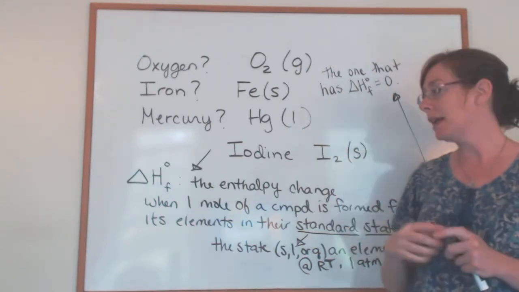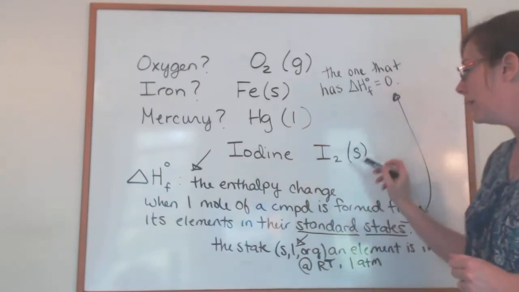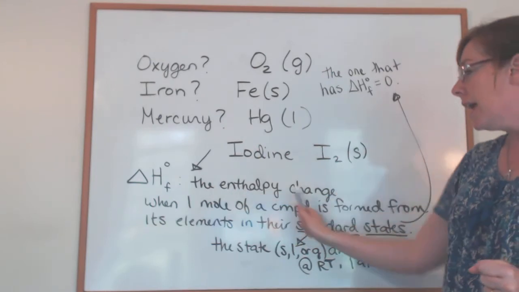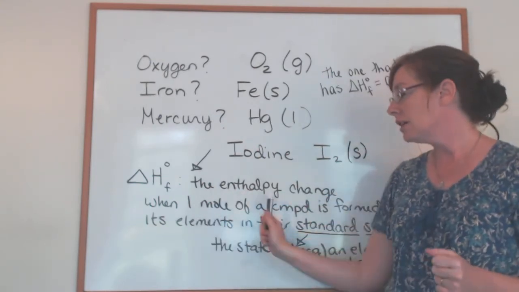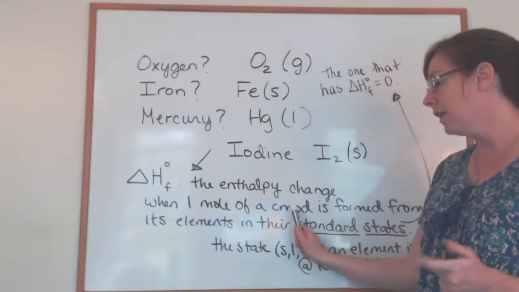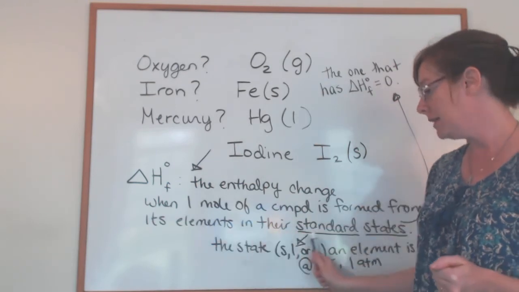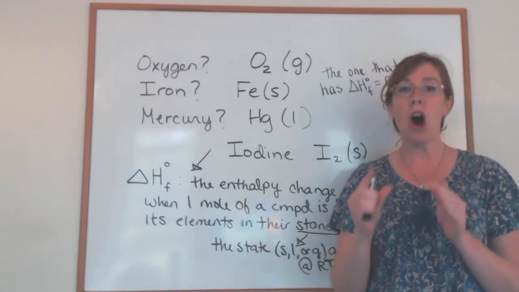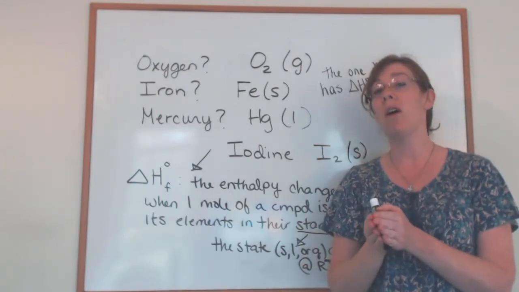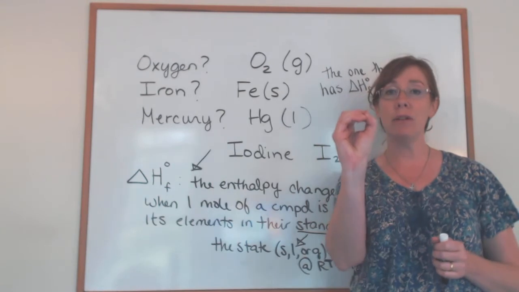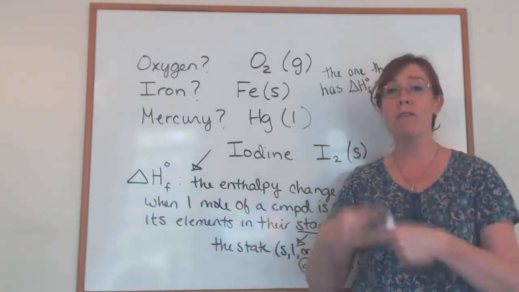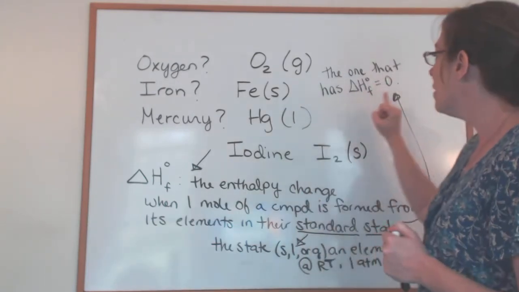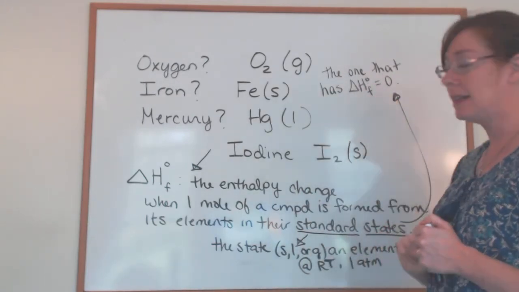And if you think about it, it makes sense. Think about what the standard enthalpy of formation is. Just think really hard about this. It's the enthalpy change associated with the formation of a compound from its elements in their standard states. That's what that is. So here's the thing. If you are the element in your standard state already, it will take 0 heat to form you from yourself. You already are in your standard state. So the one that has a 0 is always the standard state.